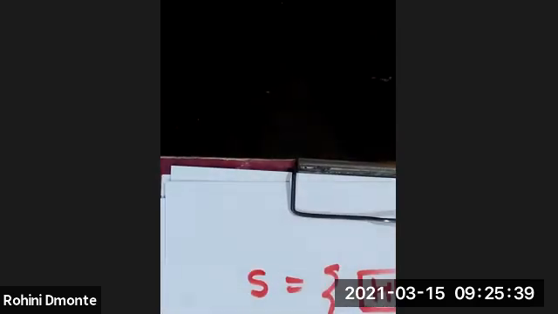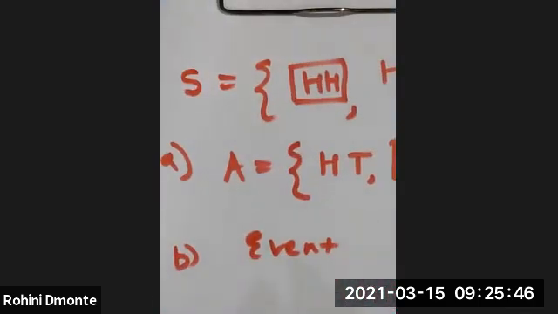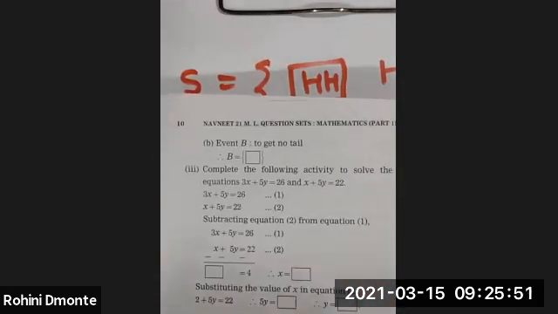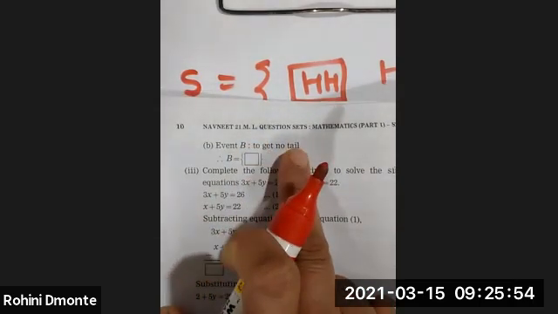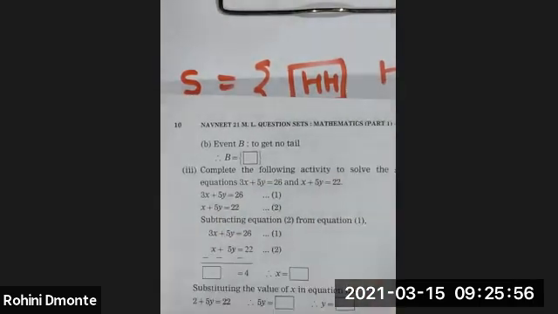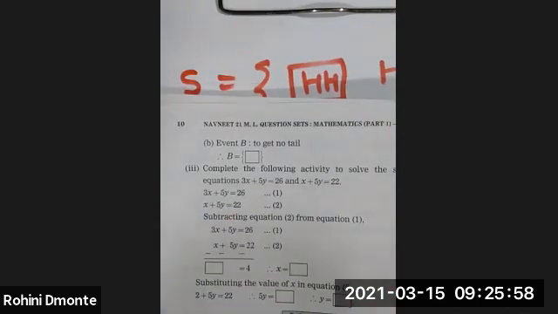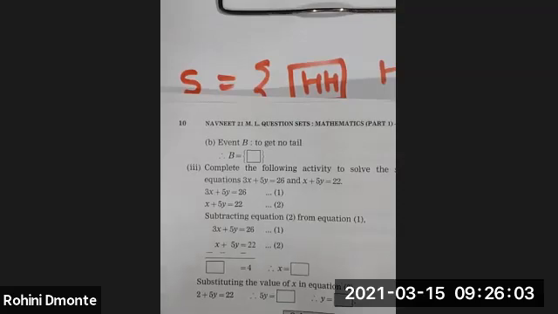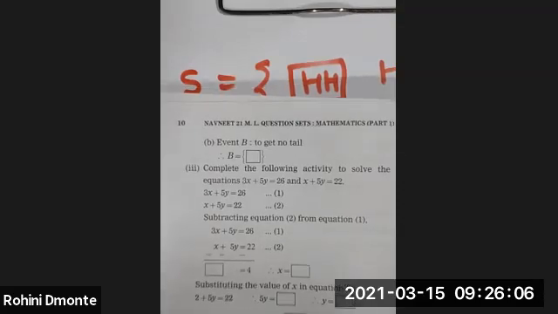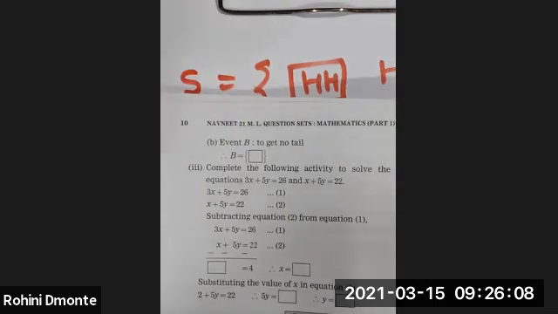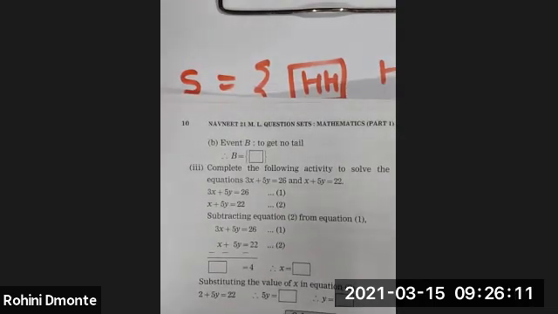to get no tail. Event B is to get no tail. When the event is like this, to get no tail means we don't want a tail. Either we can take both heads, or there will be a combination of what? Yes, no tail means we don't want a tail at all. We want only and only head.